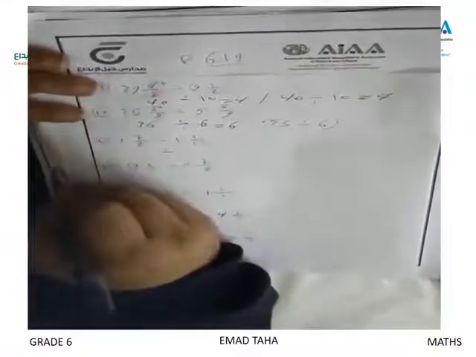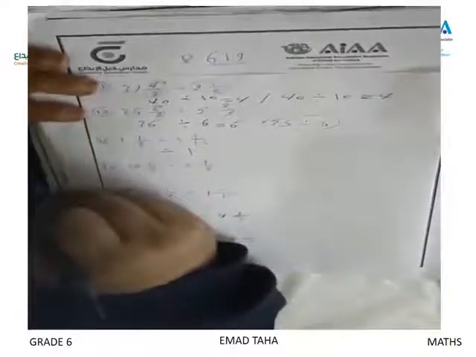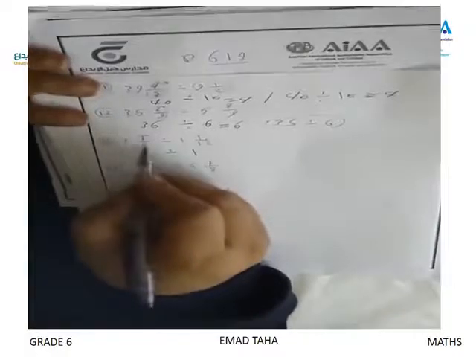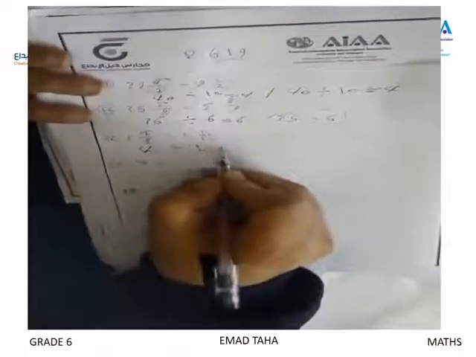1 and 1 over 12. 1 over 12 is smaller than half, so it will be 1. 3 and 7 over 8. 7 over 8 is greater than half, so it equals 1, and the 3 becomes 4. 4 divided by 1 equals 4.